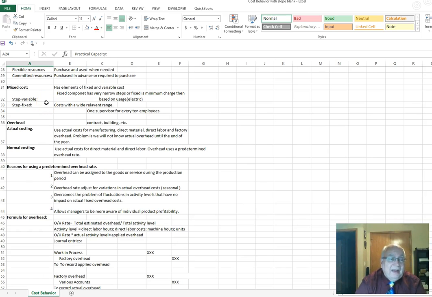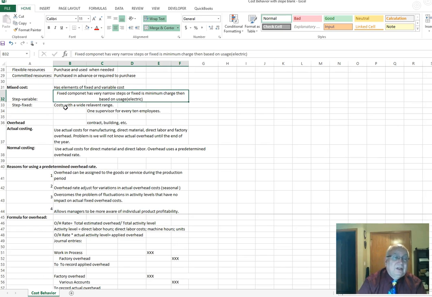Now, the other types of costs we have are mixed costs. Mixed costs have elements of both fixed and variable in them. And there are two basic types that we talk about, step variable and step fixed. Step variable has very small increments that it goes up. The other one, you may have a fixed charge, and then it goes up from there, such as your electric bill. If you don't use any electric whatsoever, you still have a fixed charge, a fixed expense for it because you're hooked up.